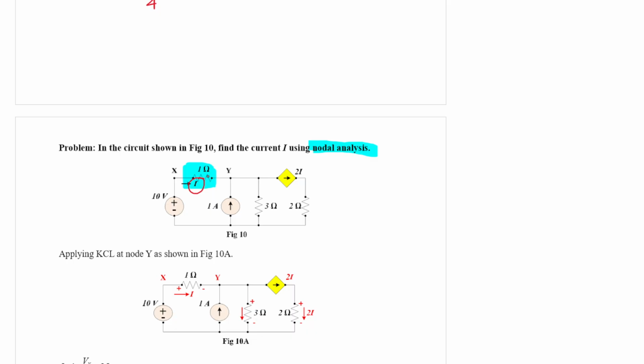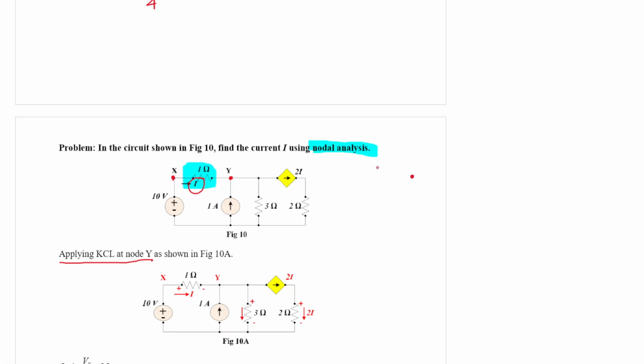This is the circuit. Okay, this is the network. So we have 1 ohm connected across the terminals X and Y. We must understand the network. Let us consider the KCL at node Y.